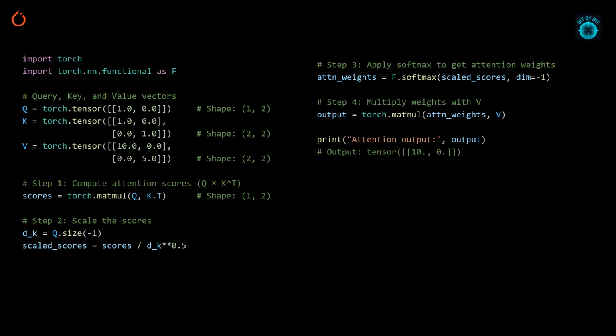This is how attention works. It allows the model to look at all inputs, decide what is important for the current task, and then extract the most useful information from those parts.